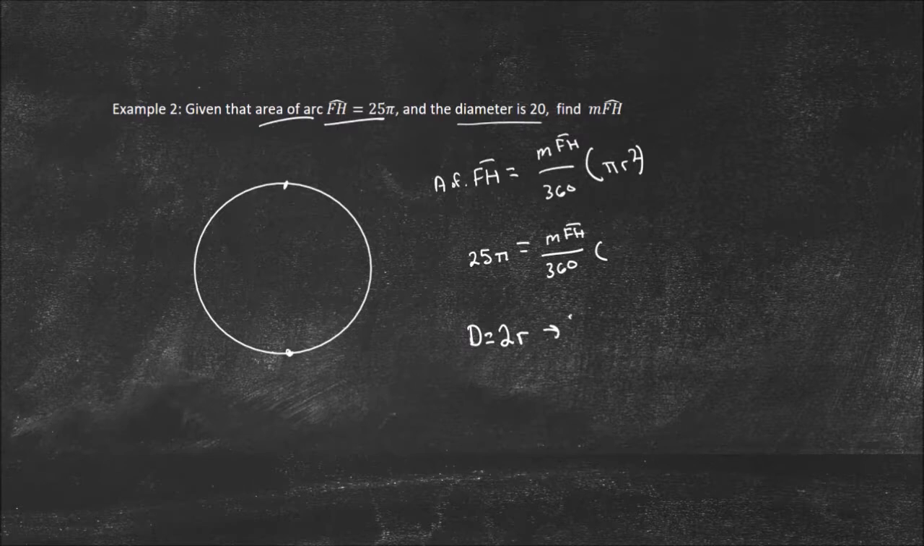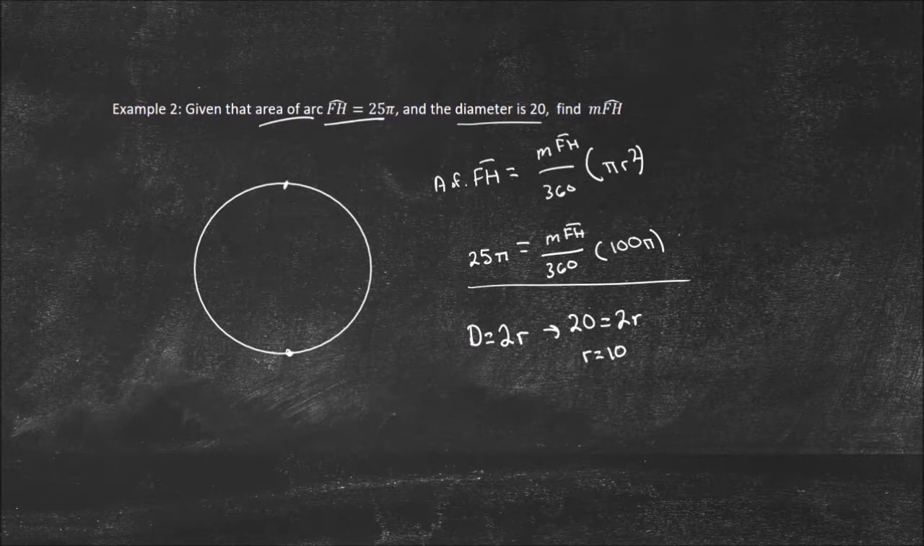So now I'm going to get, well, 20 equals 2r. So r must be 10. Okay, so now I'm going to get 100 pi because that's just 10 squared times pi. And now I'm just doing an algebra problem. So now I'm going to solve this equation here. Let's just put it right here. So I'm going to divide by 100 pi first. Divide both sides by that.